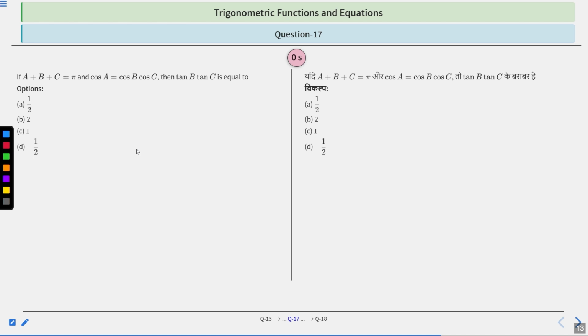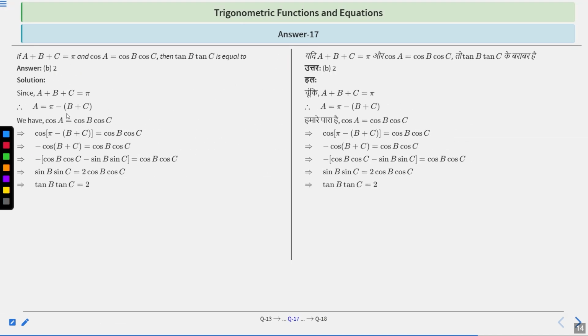Okay, let's move to the solution part C. Since a plus b plus c is equal to pi, therefore a is equal to pi minus (b plus c). Now we have cos a is equal to cos b into cos c. Therefore, a can be replaced with pi minus (b plus c), right? Therefore, cos of pi minus (b plus c) is equal to cos b into cos c. Therefore, minus of cos(b plus c) is equal to cos b into cos c.